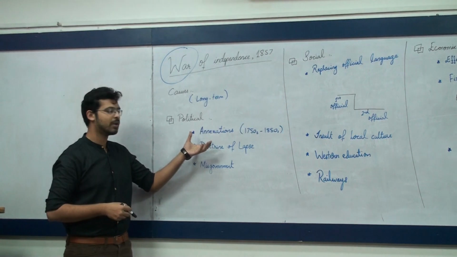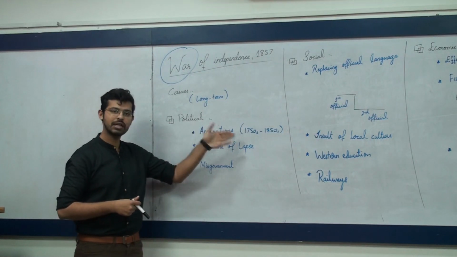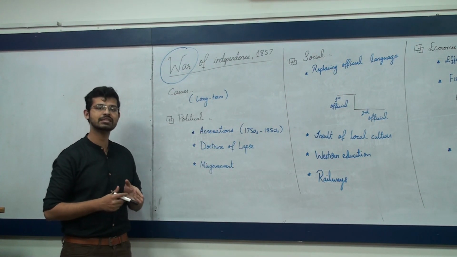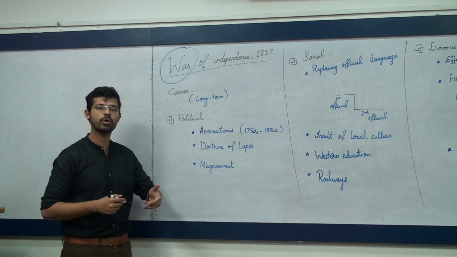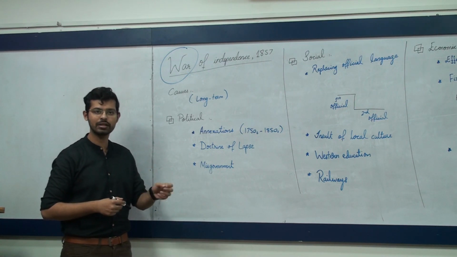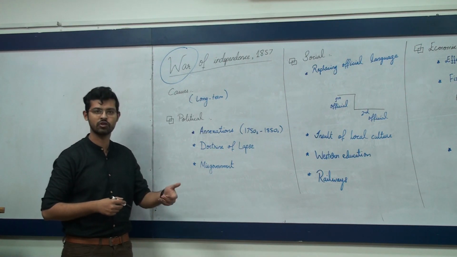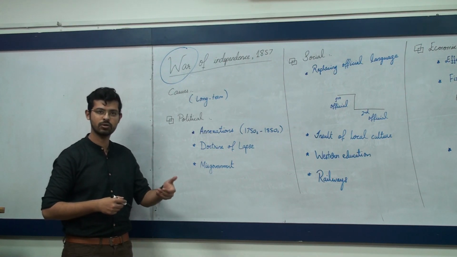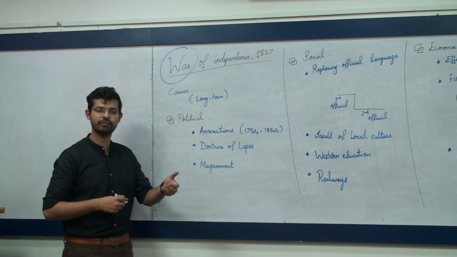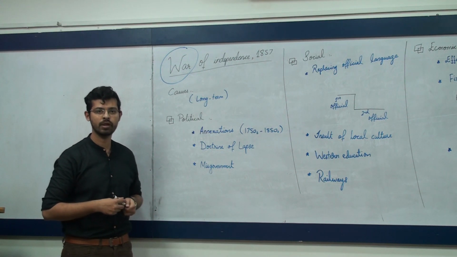So what do we mean by these annexations? From 1750s onwards until 1850s, the British East India Company went on with the annexation policy. They fought many battles, starting with the Battle of Plassey, then the Battle of Buxar, then the annexation of Mysore, annexation of Delhi or entering into Delhi, fighting with the Marathas, fighting with the Sikhs, annexation of Sindh and Punjab.